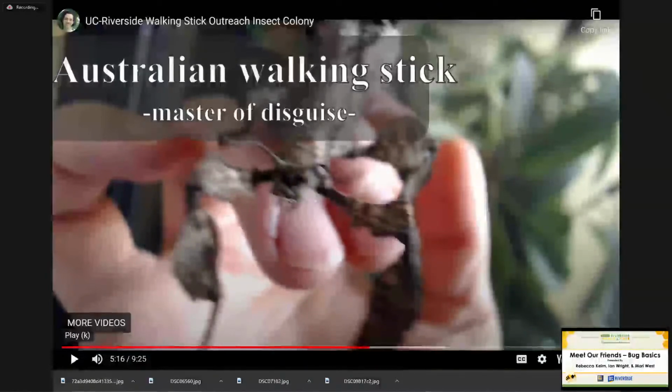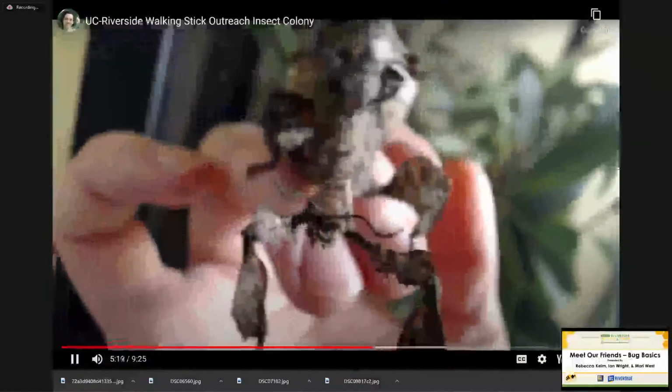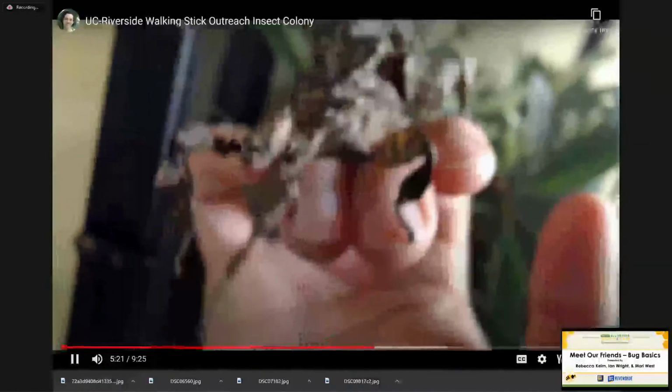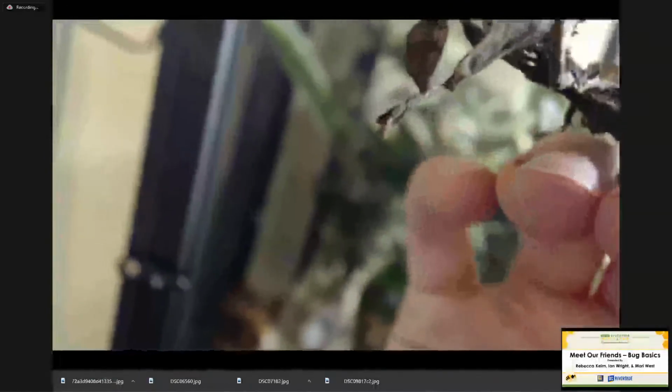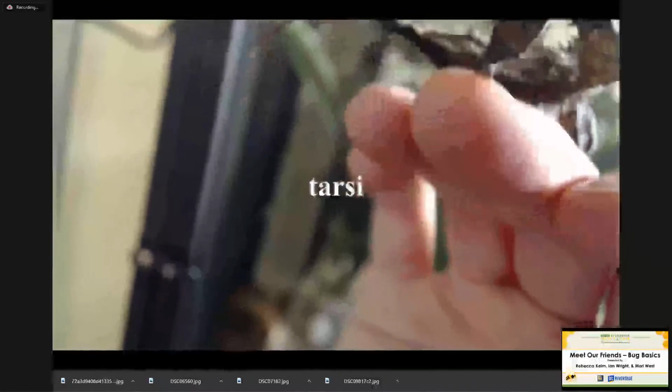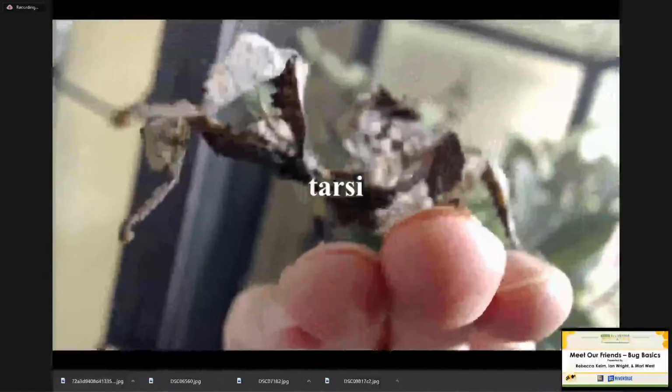Cool. Next, I'll show you these beautiful Australian walking sticks, which are masters of the skies, and they look a lot like a dead leaf, which is another common name for them, the dead leaf insect. I'm also showing the tarsi, or feet of the stick insect here, because they're just really, really cool. They have small hooks on the end that help them to grab things, and then a small pad in the middle.